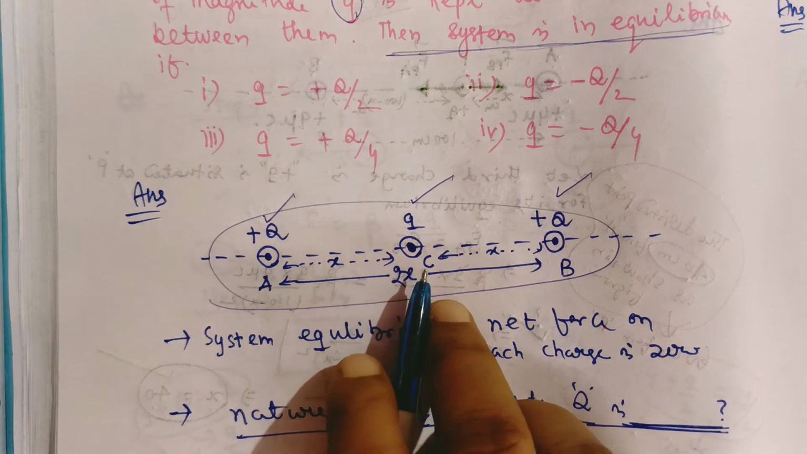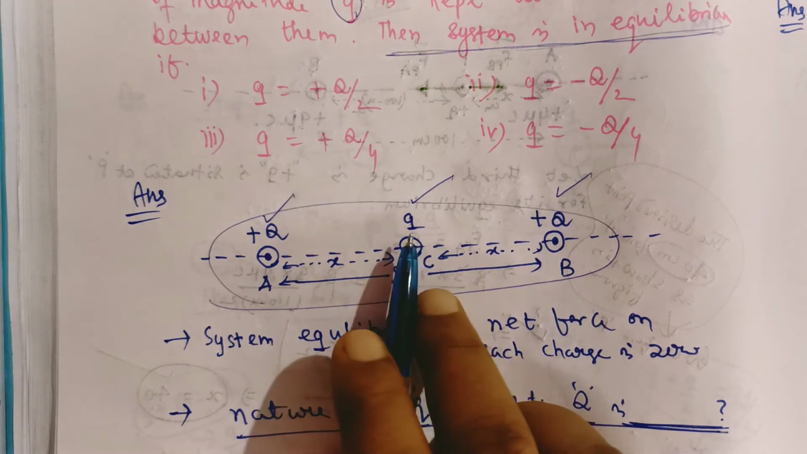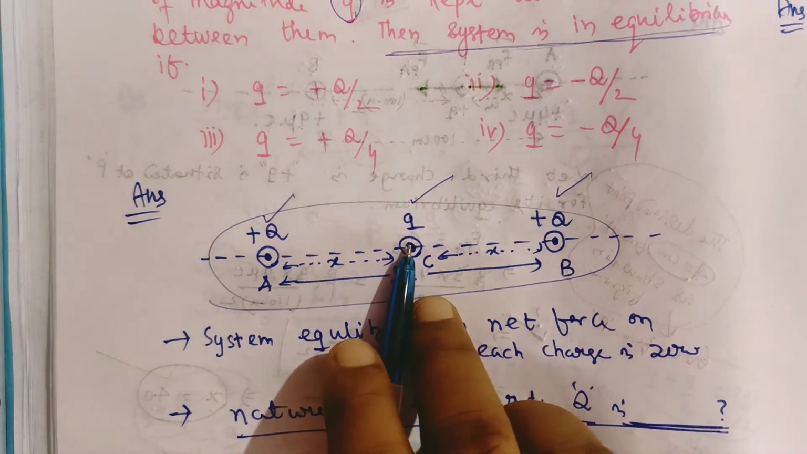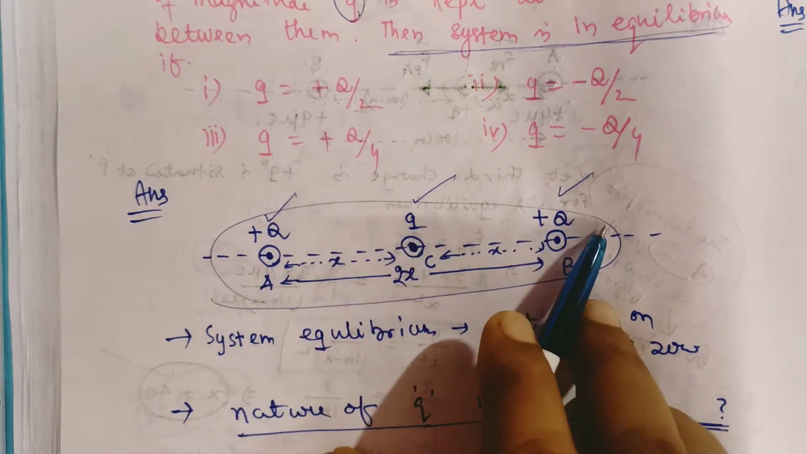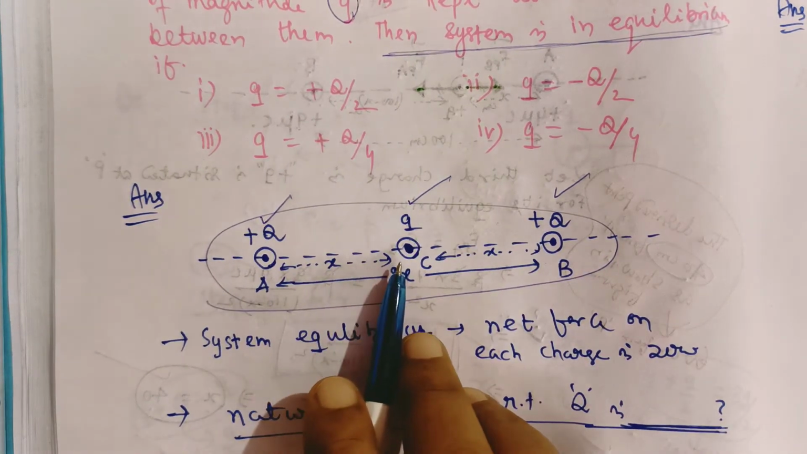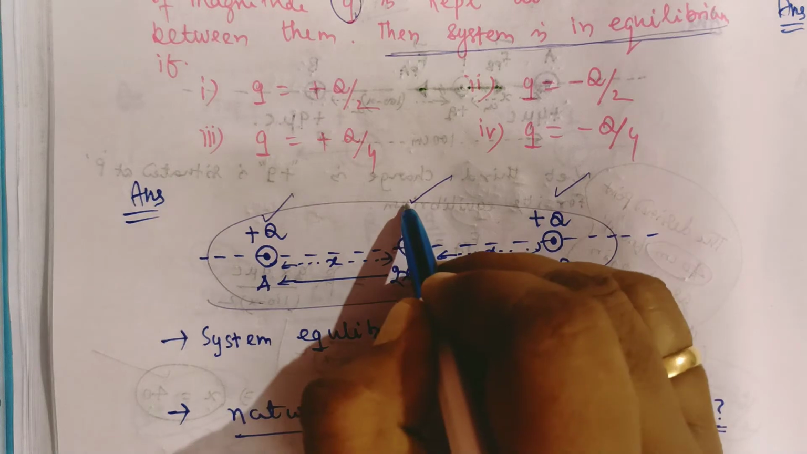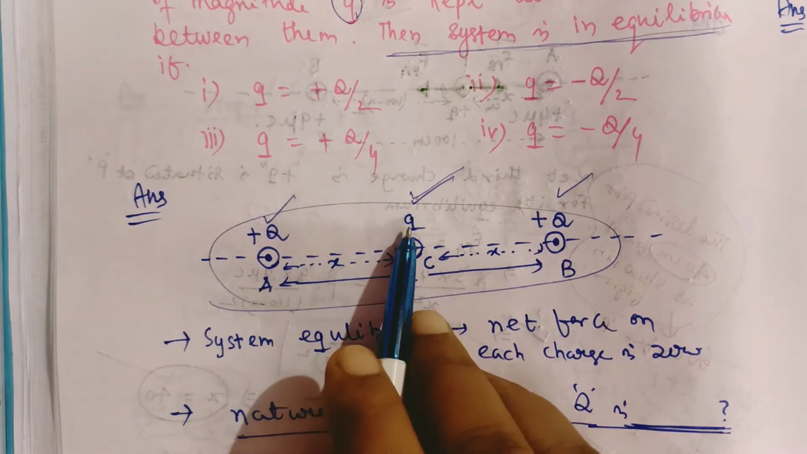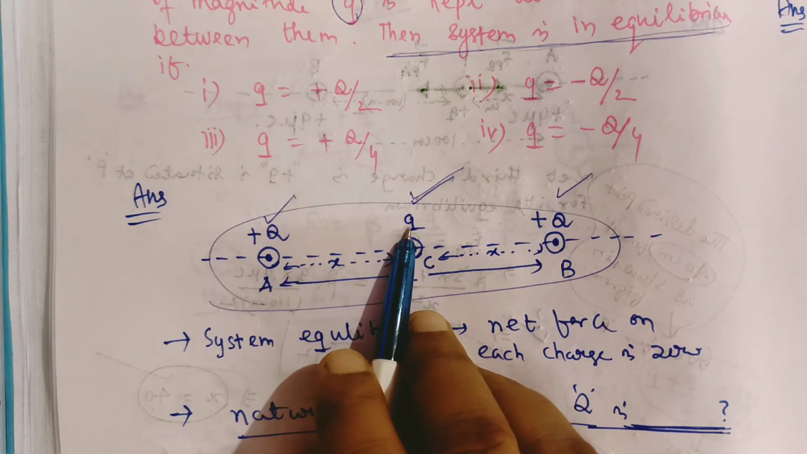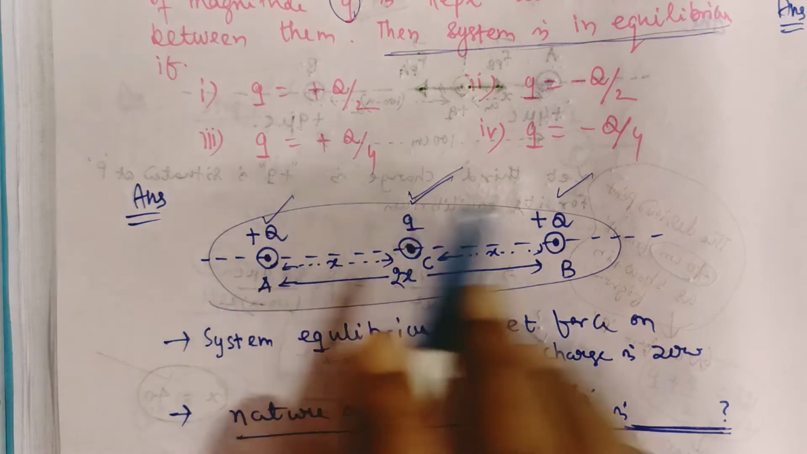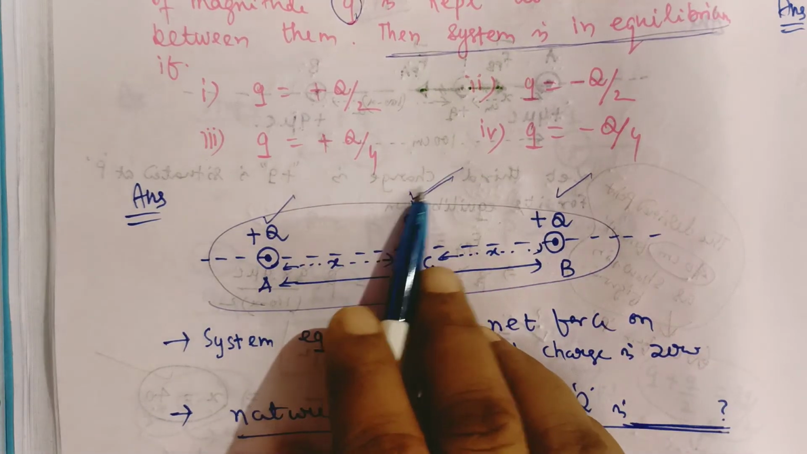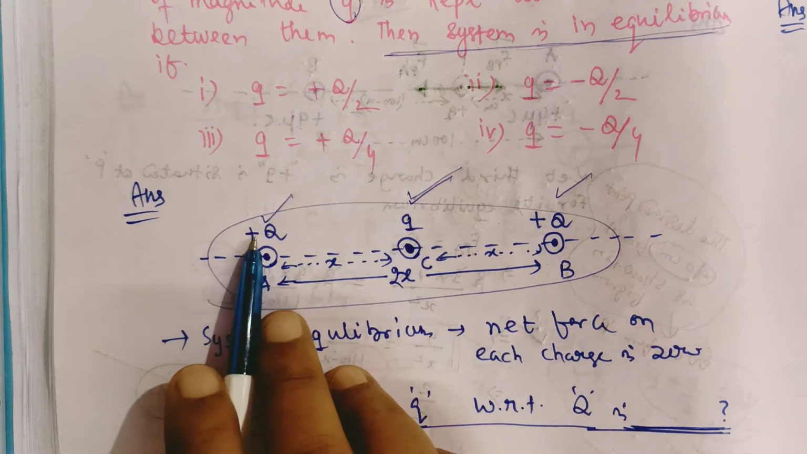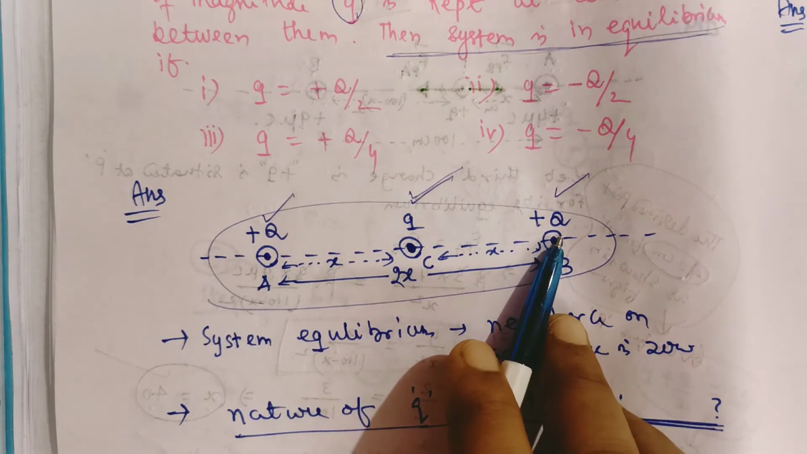In the previous problem, what did we do? The net force on the third charge is 0. But here, what will we check? The net force on each charge is 0. Before solving the problem, be 100% clear that the third charge is in equilibrium because it is kept in between same charges. So we are not worried about the third charge. We will worry about this charge and this charge.